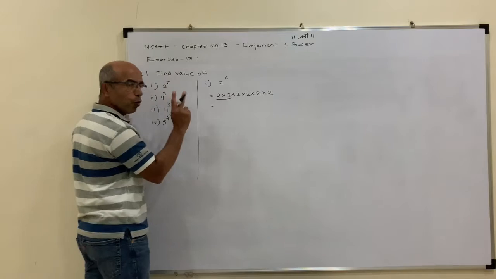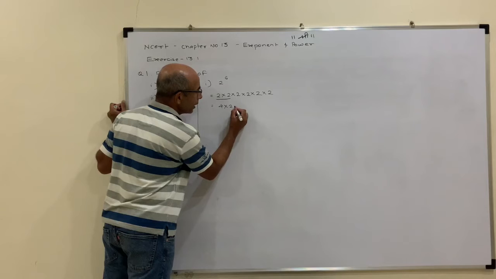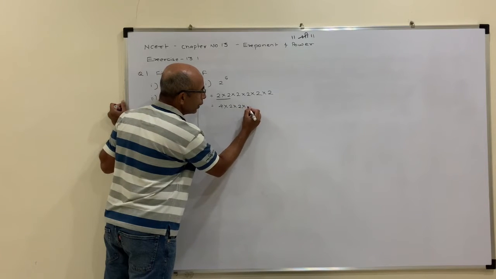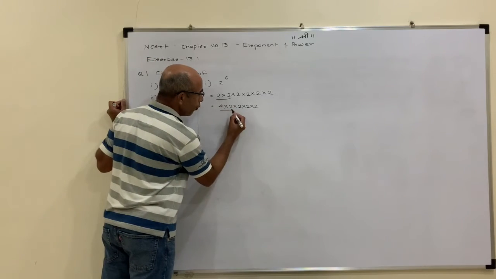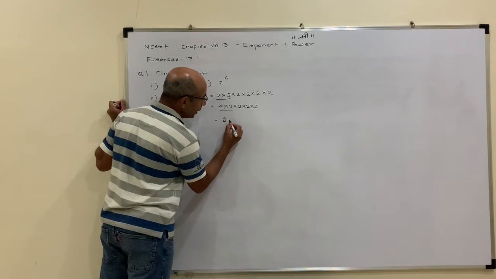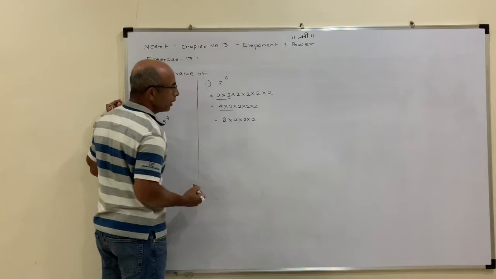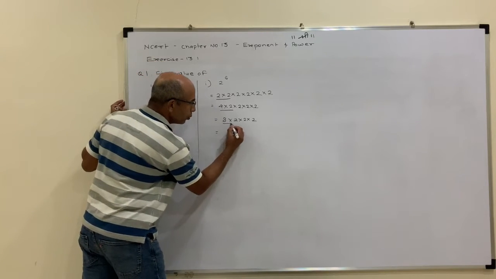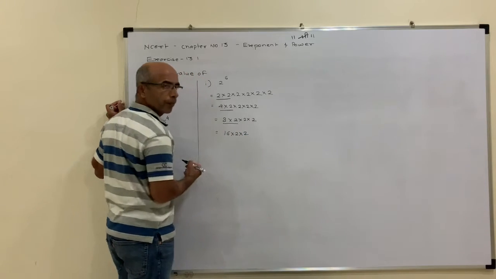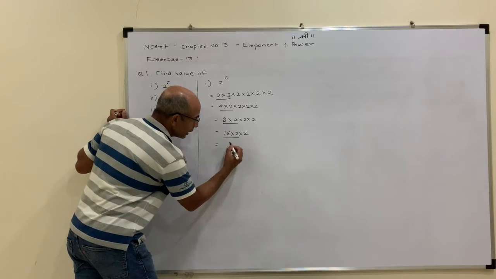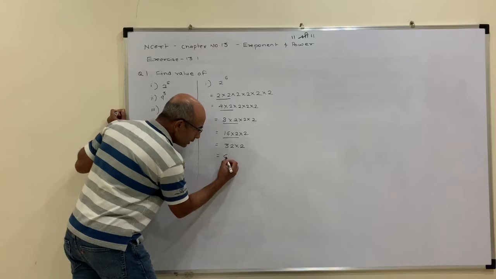First let's solve the first two 2s. 2 2s are 4. So we write it as 4 into the rest of the 2 into 2 into 2 into 2. Then follow the next step. 4 2s are 8 into 2 into 2 into 2. Now the next step will be 8 2s are 16, then into 2 into 2. Then 16 2s are 32 into 2. 32 2s are 64.